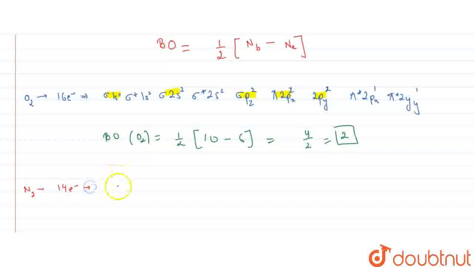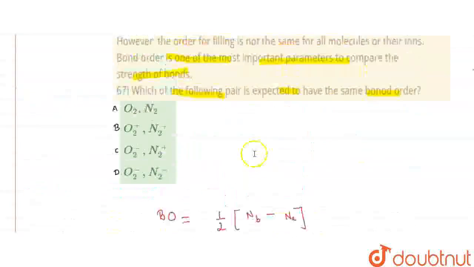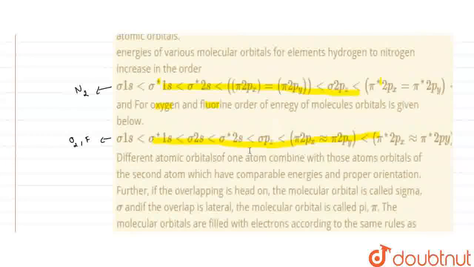So it will be sigma 1s2, sigma star 1s2, sigma 2s2, sigma star 2s2. So up till here it is same, that is these 8 electrons. After that we can see that there is a difference. We have pi 2px and pi 2py, and after that we have sigma 2pz.